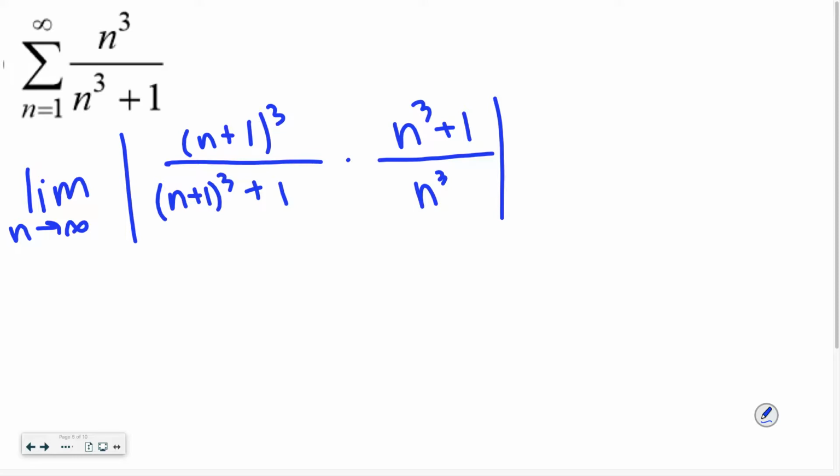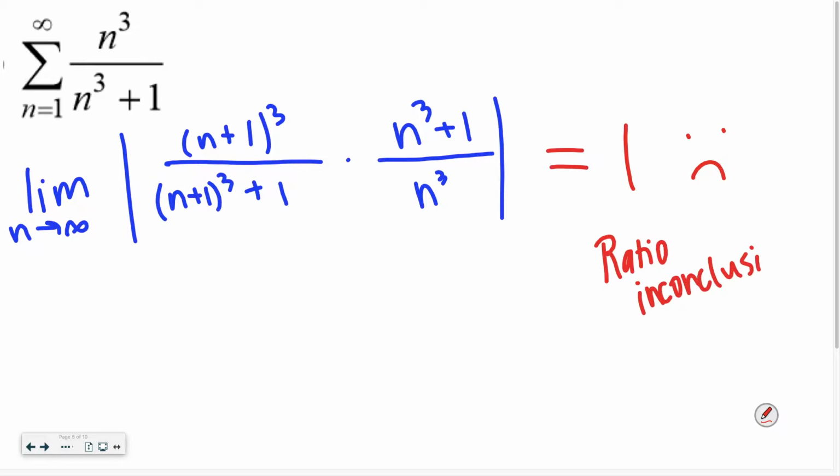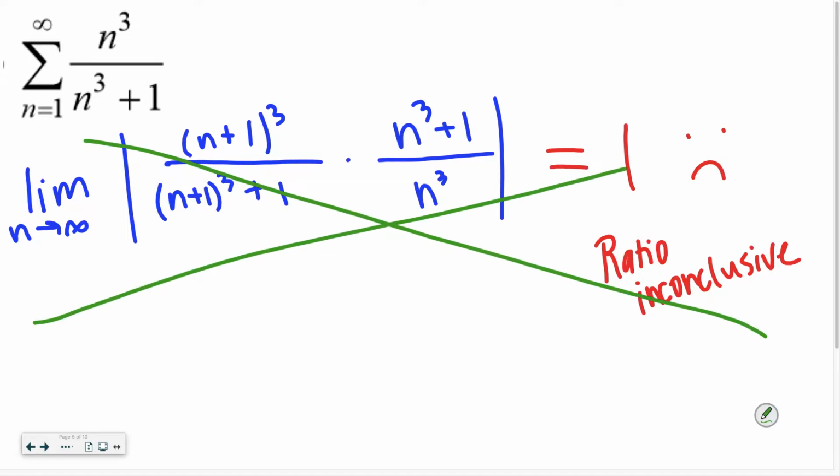What's this limit? A big limit. Just 1. I mean, I could have told you that. Oh yeah, because it's 1 times 1. Because they both approach infinity, they both reach 1. Say it louder. We should do the root test.